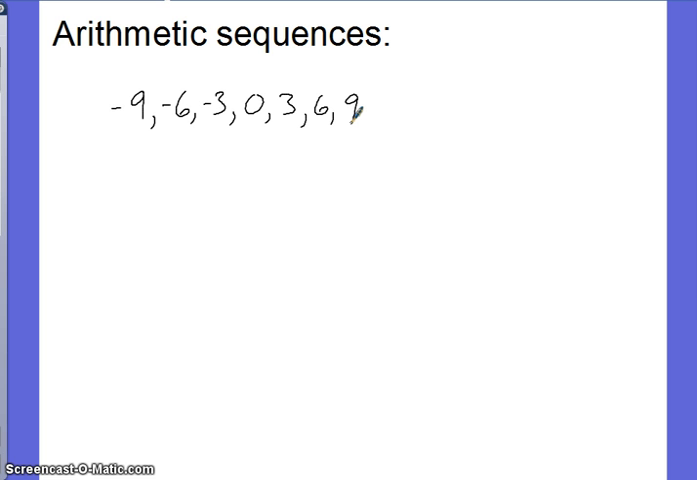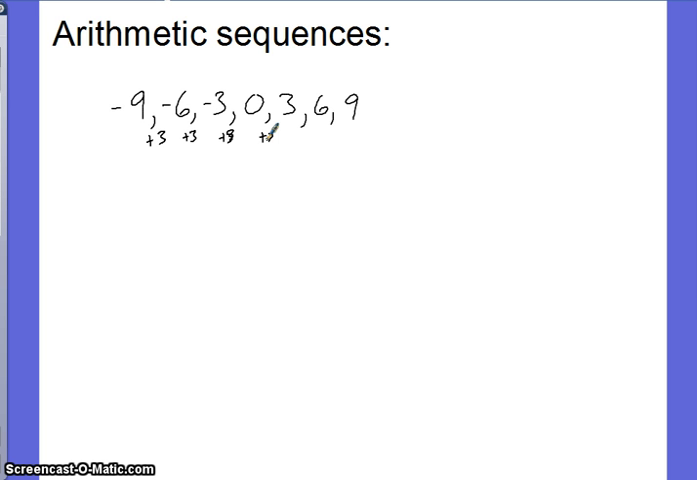Now this is considered an arithmetic sequence. The reason that it's considered arithmetic is because I'm adding the same amount to each term to find the next. So here I'm adding 3: -9 plus 3 is -6. -6 plus 3 is -3. -3 plus 3 is 0. 0 plus 3, and so on and so forth. We're adding 3 to the previous term. Thus, it's arithmetic. Arithmetic means that we're adding the same thing to each term to find the next.